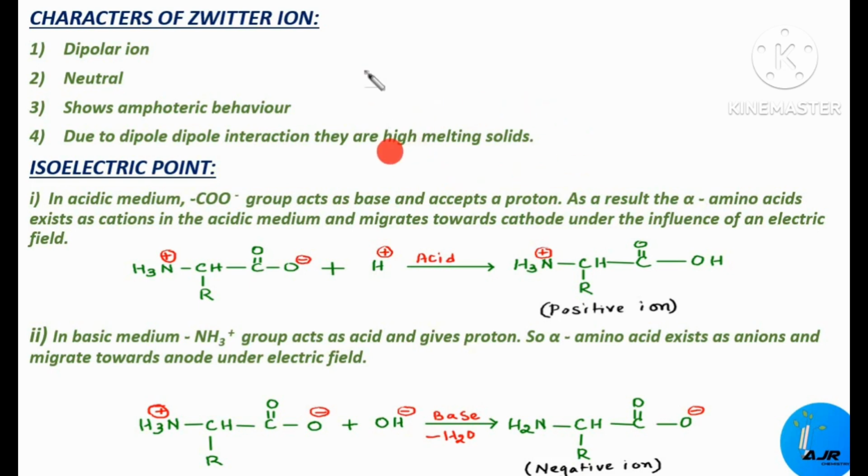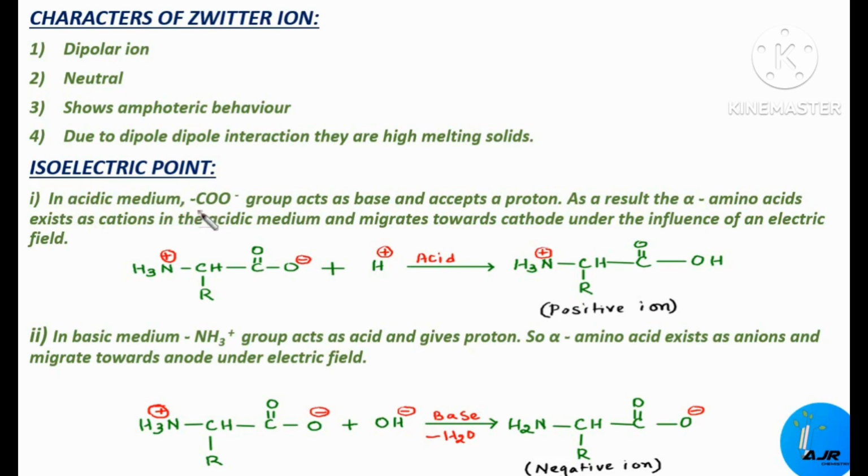Why do these amino acids or the Zwitter ions have a high melting point? Due to the strong dipole interaction. Can you understand? Now let us see what we mean by isoelectric point. This is very important. See, actually, I'm speaking about the Zwitter ion. There is a strong relationship between the Zwitter ion and the isoelectric point.